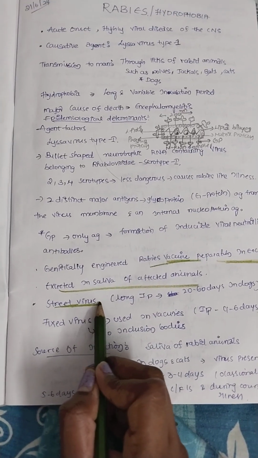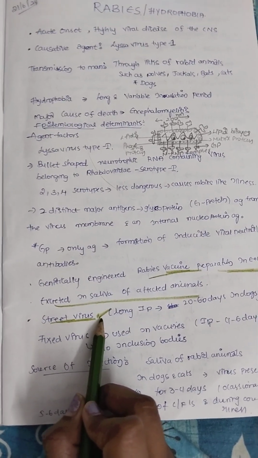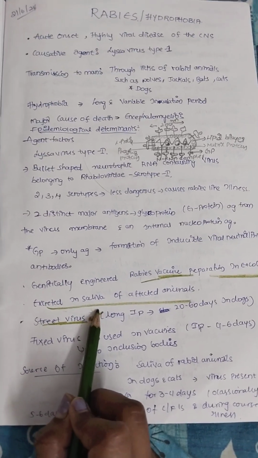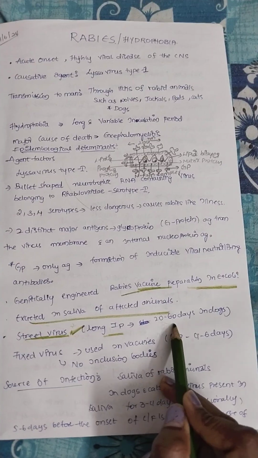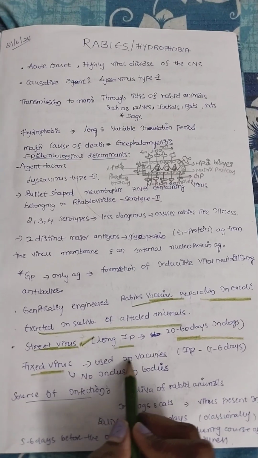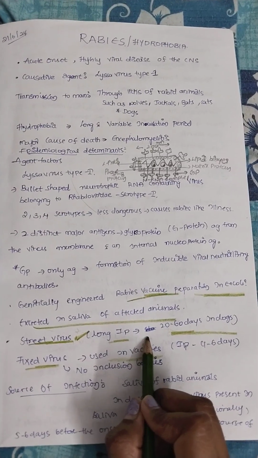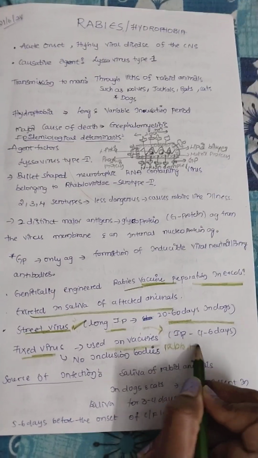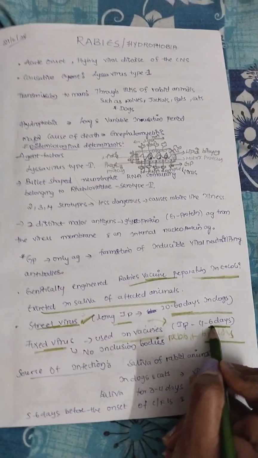This is also known as street virus. When very aggressive dogs infected with the rabies virus, street dogs, bite and cause human infection, this is known as street virus. The incubation period we expect is 20 to 60 days in dogs. What is fixed virus? Fixed virus means we artificially transfer the virus from the brain of infected dogs to rabbit brains, and we prepare the vaccine. Here the incubation period is 4 to 6 days.